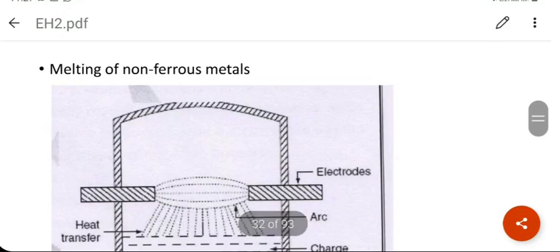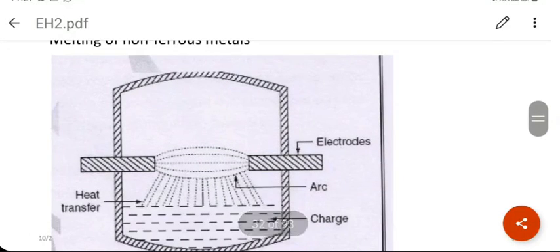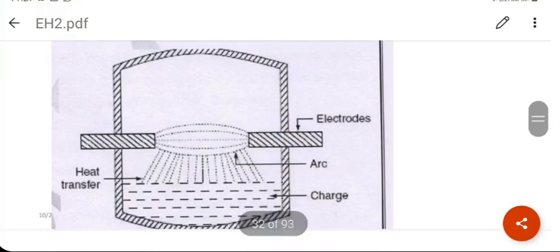Indirect arc furnace, that means the material to be heated is not seeing the arc directly. Instead, the arc is being produced using electrodes which are away from the material, and then the heat produced by the arc is going to the material through convection. Okay.